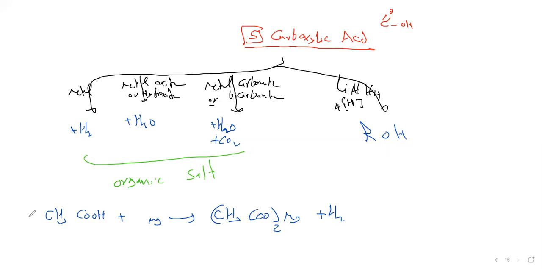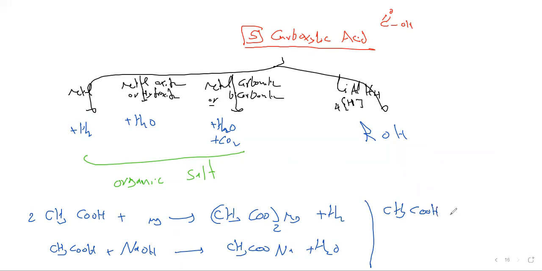While in case of reacting CH3COOH plus NaOH, it will produce CH3COONa plus H2O. So with metal, salt and hydrogen; metal oxide or hydroxide, salt and water; metal carbonate like CH3COOH plus MgCO3, it will produce (CH3COO)2Mg plus CO2 plus H2O.